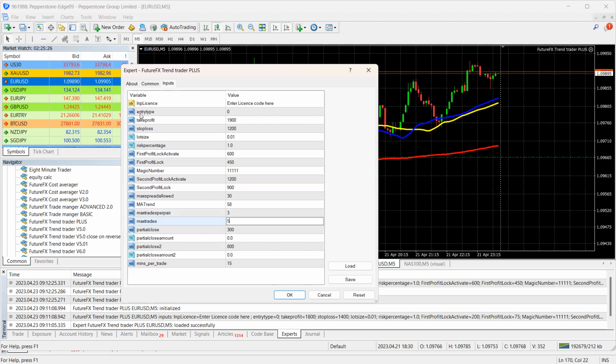We also have one more setting up here, which is the entry type. Okay, so the default is 0, and 0 is exactly the same entry type as the previous versions. So if you like the way the previous version works and you just want to use it exactly the same, you can just leave the entry type on 0, and put the max trades per pair down to 1.